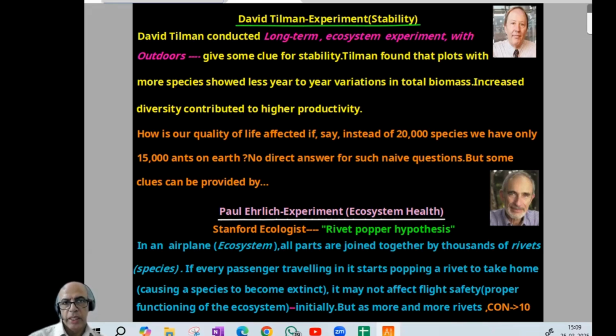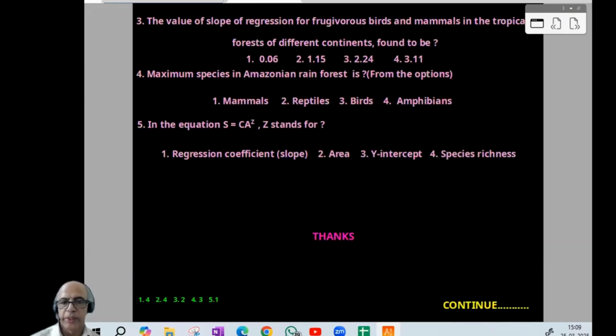Again, confusion came: if 20,000 species were originally there, and suppose it becomes 15,000, is there any effect? That is addressed through ecosystem health by a scientist called Paul Ehrlich, a Stanford ecologist, whose famous theory is the rivet popper hypothesis. The airplane is the ecosystem, the rivets are species. Some rivets removed, not much issue. Some species gone, not much issue. But there are certain rivets, like those on the wing, which are important. Likewise, when certain important species are lost, it may affect the ecosystem. That is the Stanford ecologist's rivet popper hypothesis, ecosystem health. Then, as usual, 5 theory questions, 5 NEET model questions with the key.